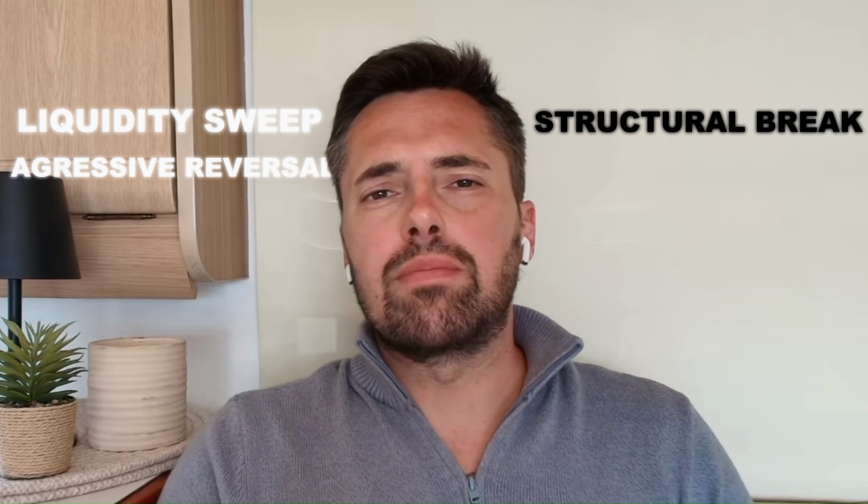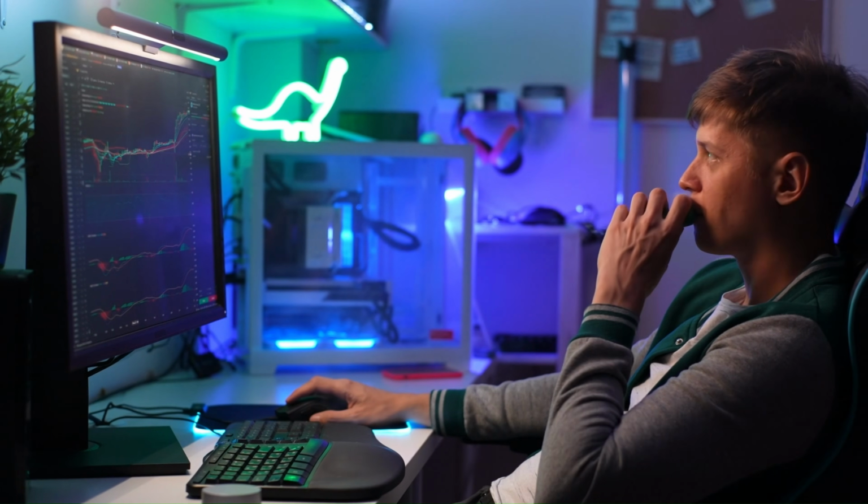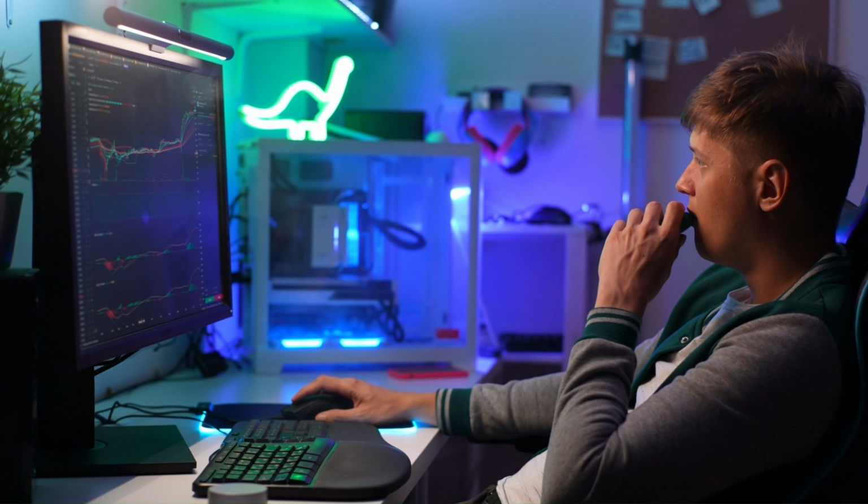Liquidity sweep, aggressive reversal, structural break. That is your change in state of delivery. Wait for the confirmation and you're never chasing a reversal blind again.